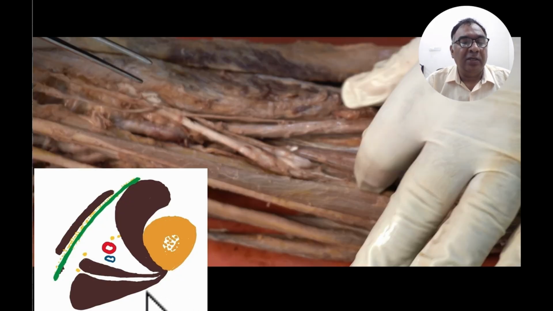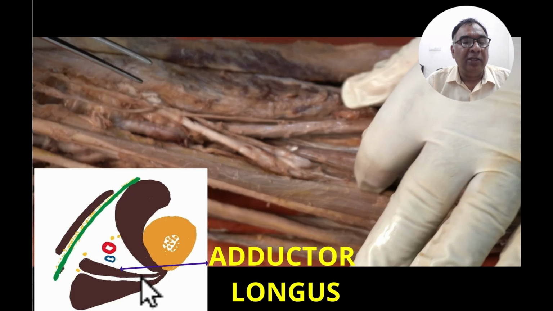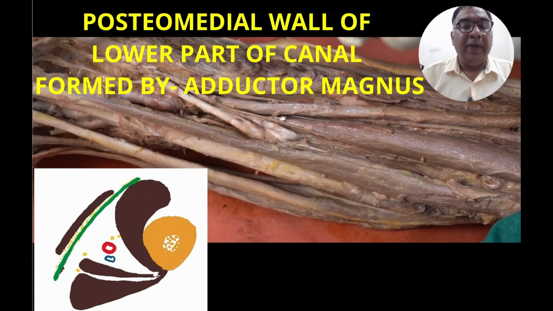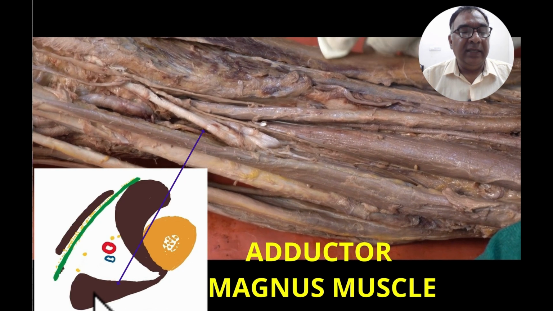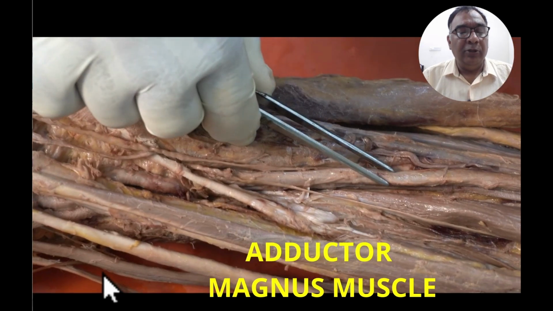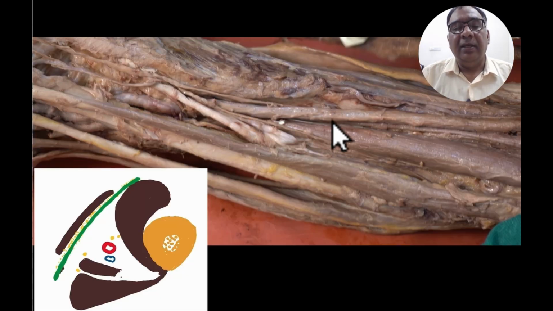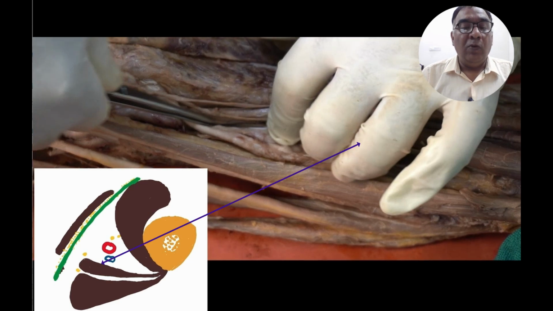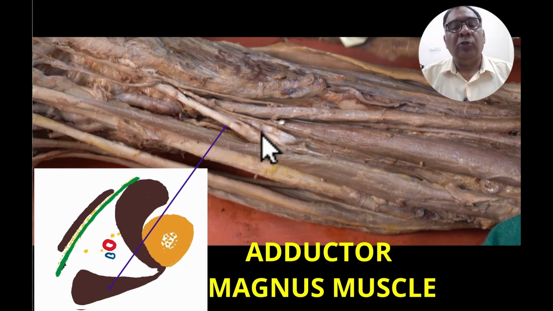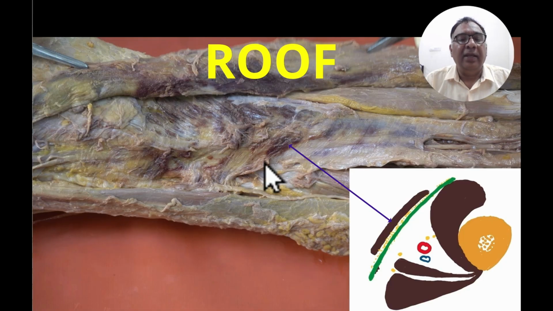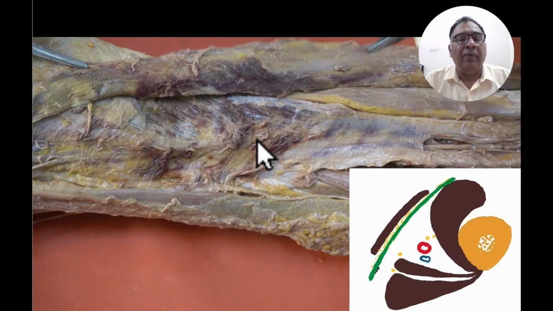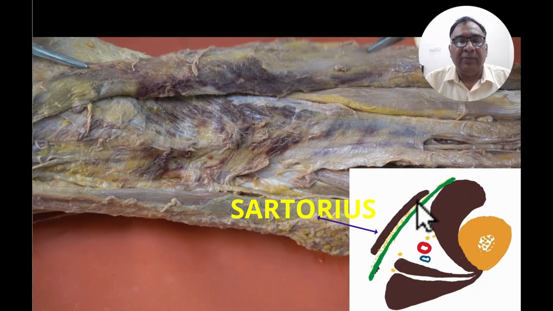In this cross-cut section you can see this is adductor longus muscle. In the lower part of adductor canal, adductor magnus muscle forms the posteromedial boundary. This is adductor canal. Here in the upper part of adductor canal, the posteromedial boundary is formed by adductor longus muscle. In the lower part of adductor canal, the posteromedial boundary is formed by adductor magnus muscle. Now the roof of adductor canal. Roof of adductor canal is formed by fibrous membrane and it is overlapped by sartorius muscle.